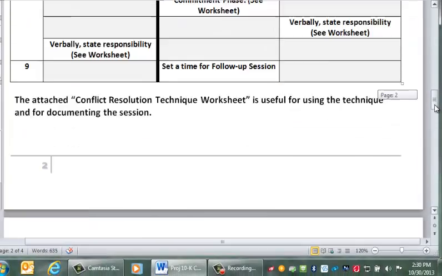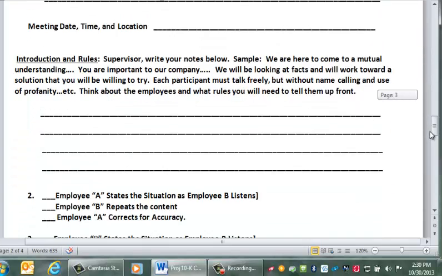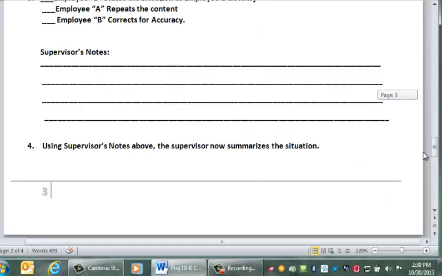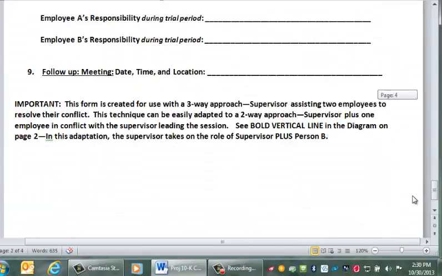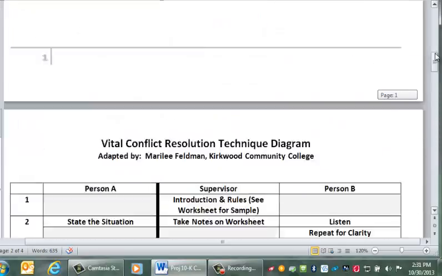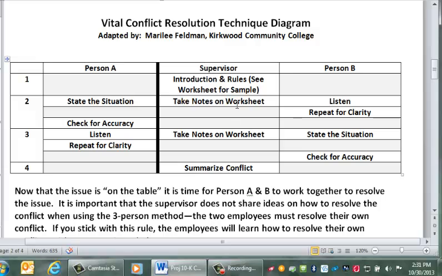That's the end of this process. You can use this worksheet to take notes. You'll see that it has each of the steps. Now, this step-by-step process can also be used for just 2 people, if it's just 2 people who have a conflict, and I will talk about that in part 2. That's it.